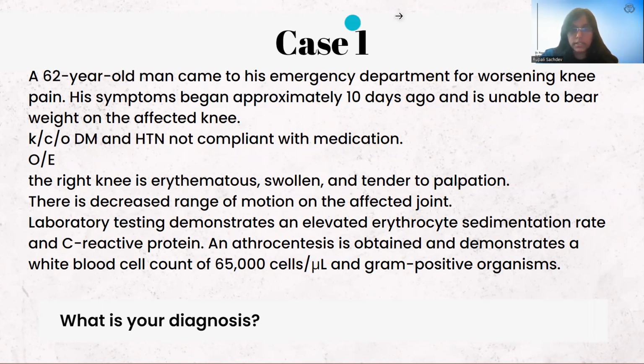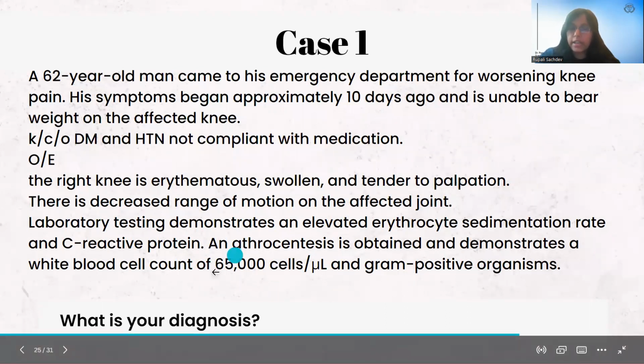What do you think the diagnosis is? Anyone? Septic arthritis, right? Why is it septic arthritis? The most definitive thing is you did a joint aspirate, you're finding gram positive organisms in it, and you're getting an elevated WBC count.